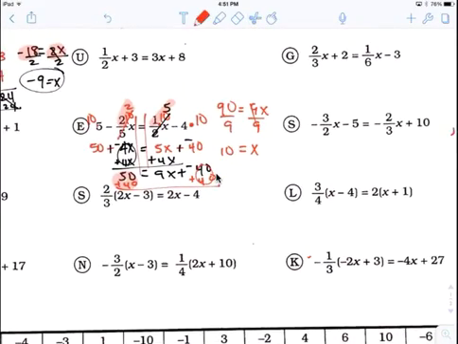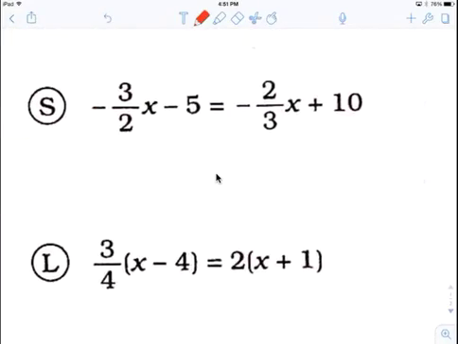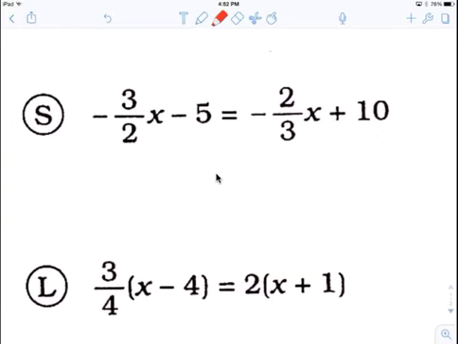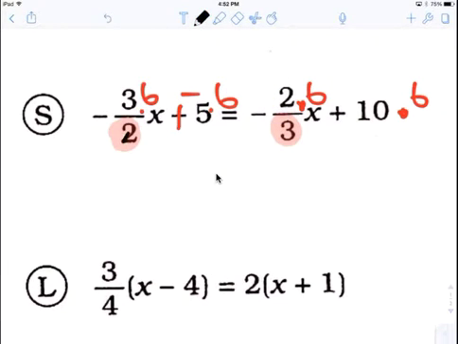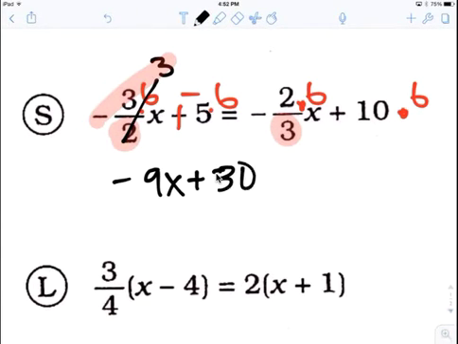Okay, so you find the least common denominator. Right here, the least common denominator is 6, so you multiply all of them by 6. Cross cancel. That will get you a 3. And then -3 times 3, you get a -9x plus a -30 equals cross cancel 2. 2 times 2 is 4x plus 10 times 6 is 60.